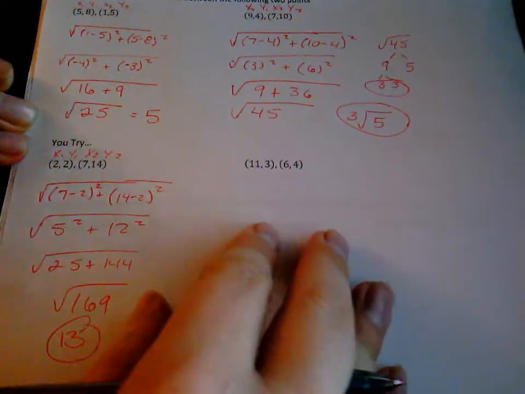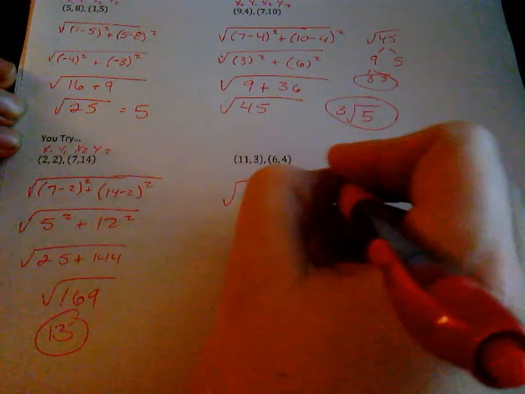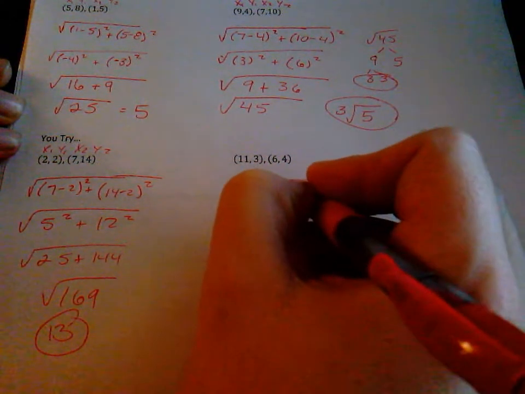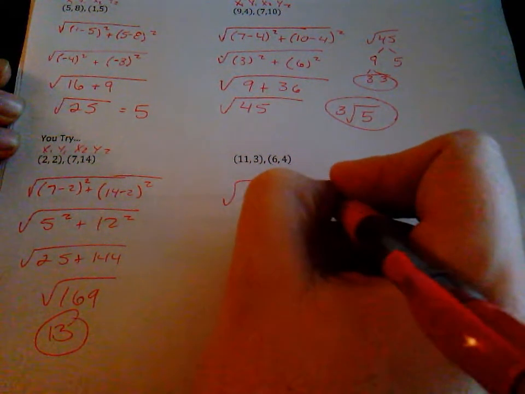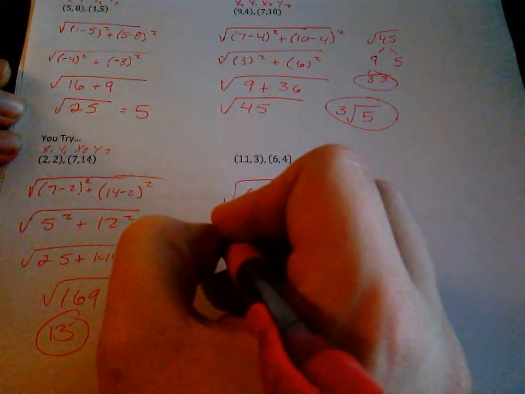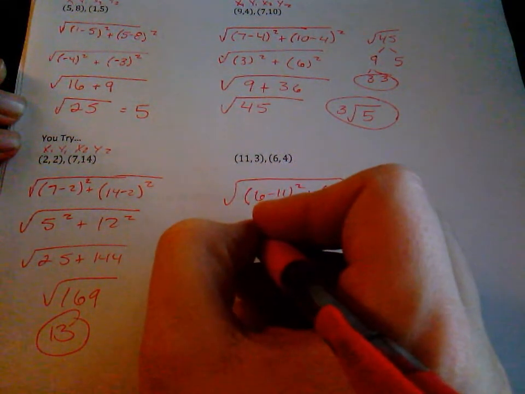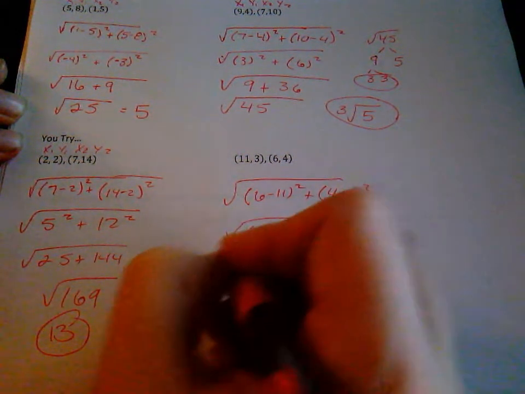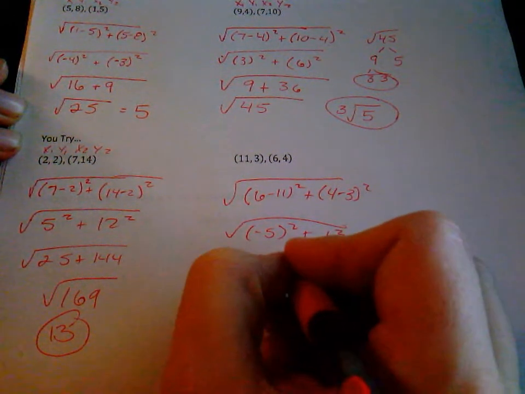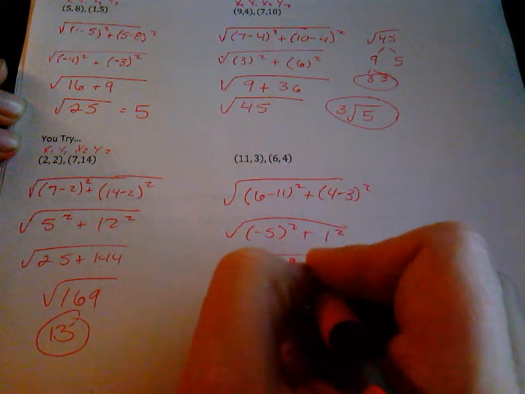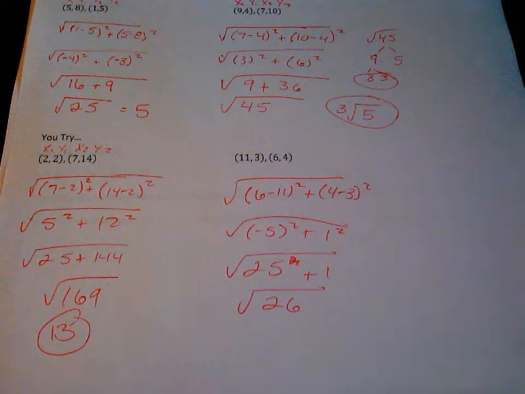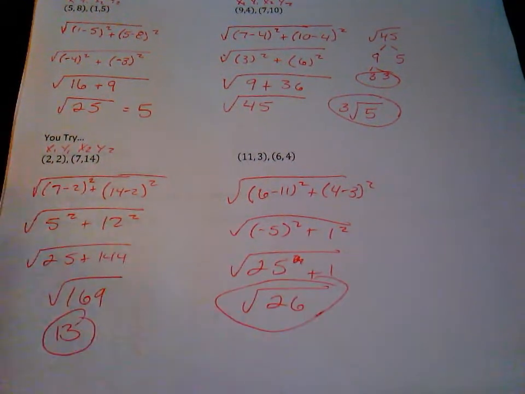So you should have got 13 on the first one. It comes out pretty good. The second one's not going to come out that well, so it's going to become the square root of 6 minus 11 squared plus 4 minus 3 squared, which is just going to be 5, so it'll be negative 5 squared plus 1 squared, which is just 25 plus 1, which is just the square root of 26. 26 can't be broken down, so that's just your final answer. The square root of 26 is your answer.